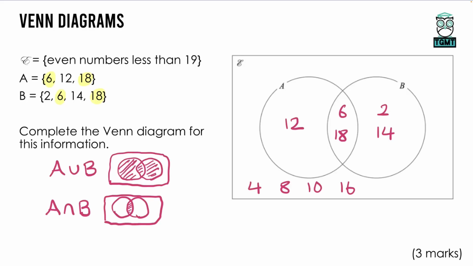So it might ask you probabilities. It might ask you something like, what's the probability a number is in A intersection B? Well, there are 2 numbers in the intersection, and overall, there are 9 numbers in the Venn diagram. So there's 2 out of 9. There's lots of different questions you could be asked, but this one here, just completing the Venn diagram.